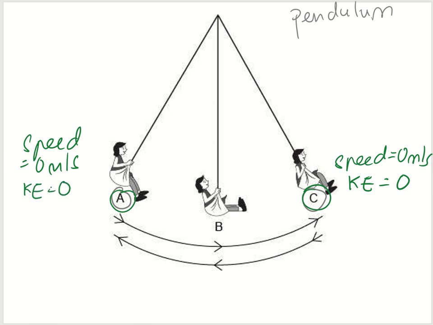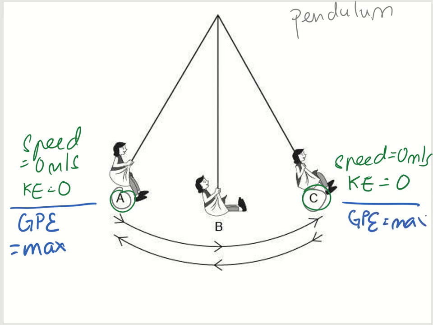However, even though kinetic energy is zero at the two endpoints, the opposite can be said about GPE. So at the two endpoints, your GPE is actually the maximum because it's the highest, right? The endpoints are the highest points. So GPE equals maximum. And when the seesaw is slowly moving down, the speed actually increases. So it becomes faster and faster until it reaches the middle. Now, this middle point here is when the speed is the fastest.